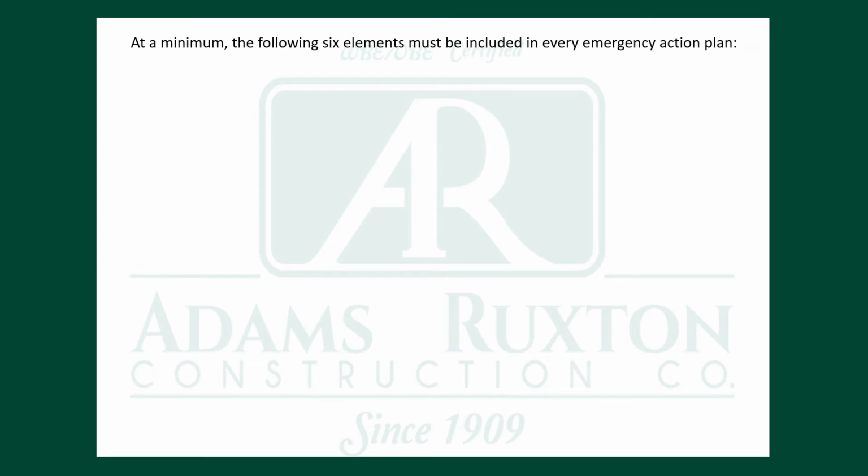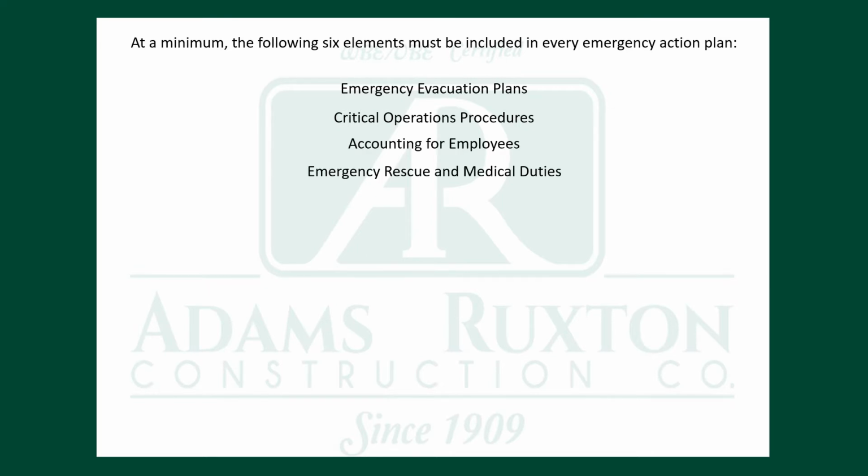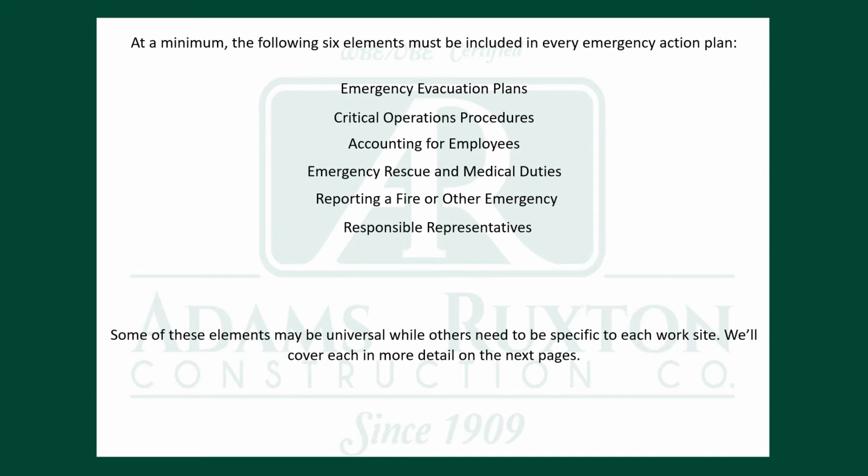At a minimum, the following 6 elements must be included in every emergency action plan. Emergency evacuation plans, critical operations procedures, accounting for employees, emergency rescue and medical duties, reporting a fire or other emergency, and responsible representatives. Some of these elements may be universal, while others need to be specific to each worksite. We'll cover each in more detail on the next pages.